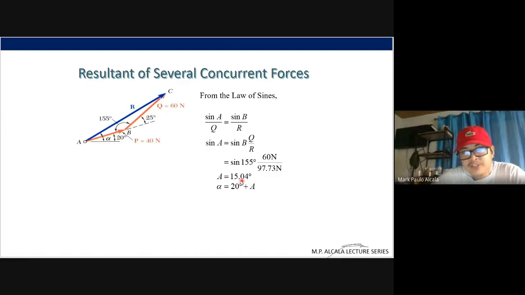So A is 15.04 degrees, the angle A, this one, not the alpha, because we are finding alpha, and that will be 20 plus A, which is 35.04 degrees. So easy, okay?